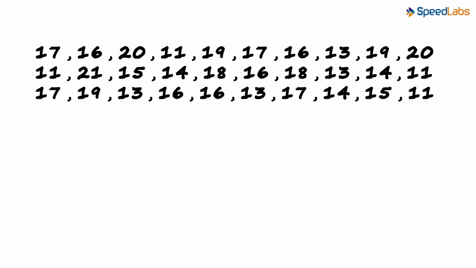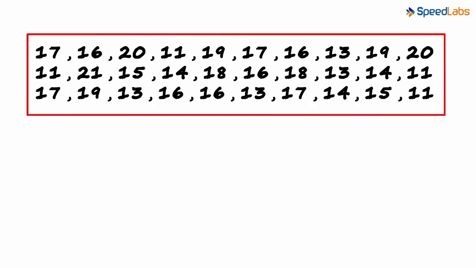We asked 30 students for their score in the mathematics paper. And this is what we got. The first student said 17, the second said 16, and so on. This data is called raw data, which is very difficult to analyze.